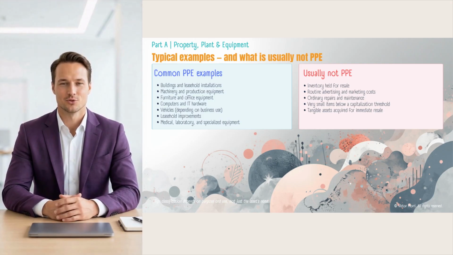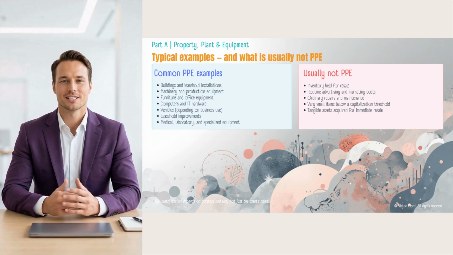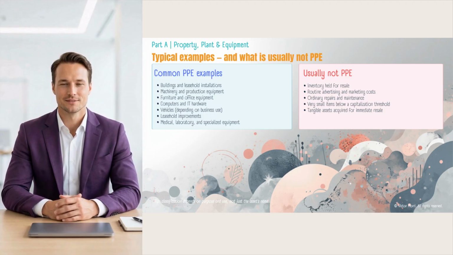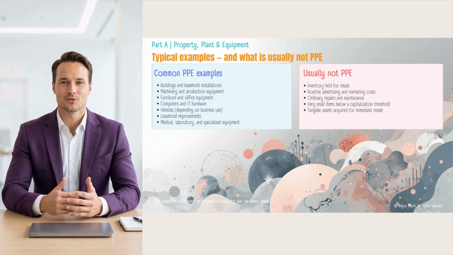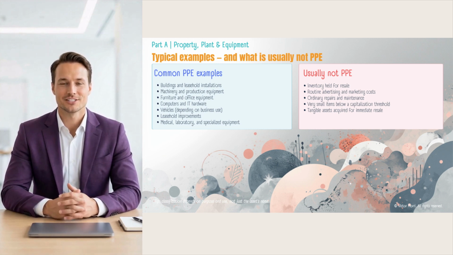Typical examples include buildings, leasehold installations, machinery, production equipment, furniture, office equipment, computers, information technology hardware, vehicles used in the business, leasehold improvements, and specialized medical or laboratory equipment. On the other hand, inventory held for resale is usually not PPE because it is meant to be sold. Routine advertising and marketing costs are also not PPE.